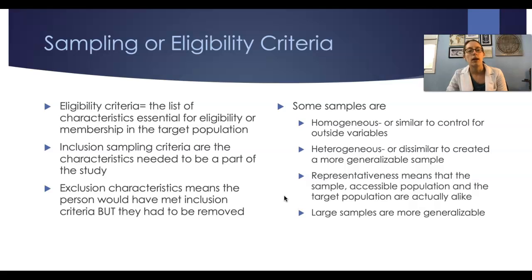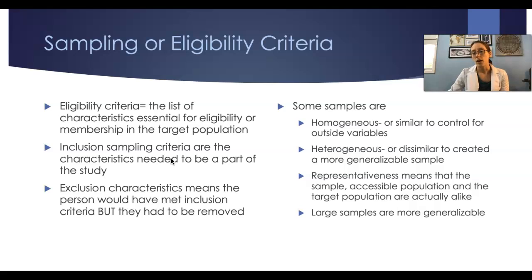Eligibility criteria is the list of characteristics essential for eligibility or membership in the target population. If we're studying people with heart failure, people who don't have heart failure aren't going to be part of our sample. That's inclusion sampling, and that means the characteristics needed to be part of the study are included in the population you're studying. For example, if you want to study people with cancer, then the person needs to have some form of cancer in order to be eligible to participate in the study. Exclusion characteristics means the person would have met inclusion criteria, but they had to be removed for some reason.